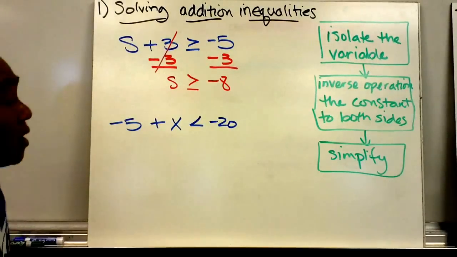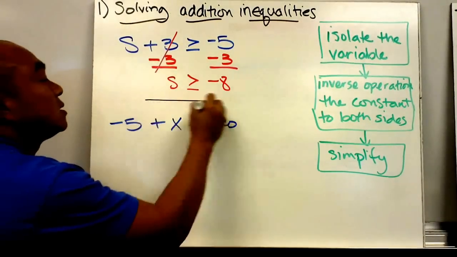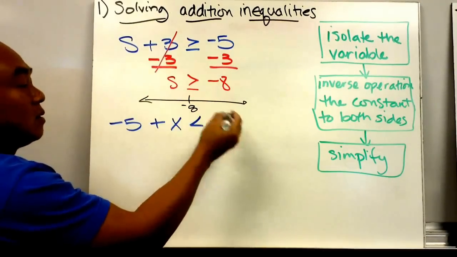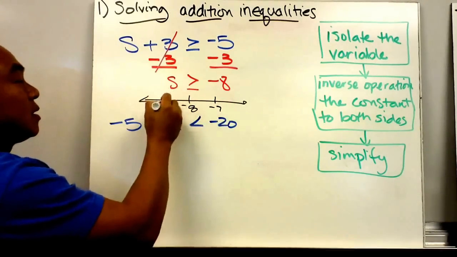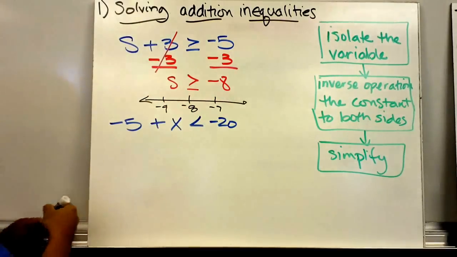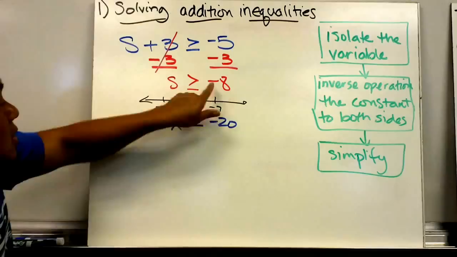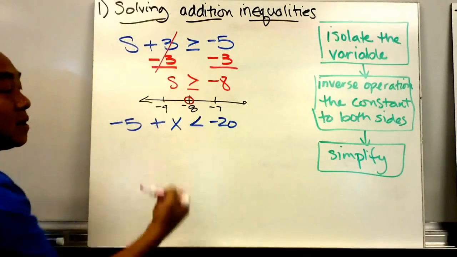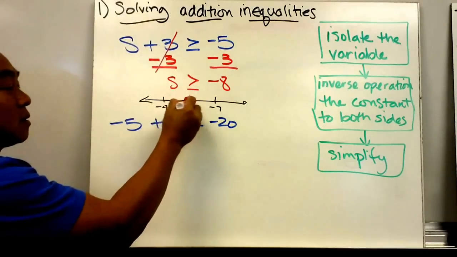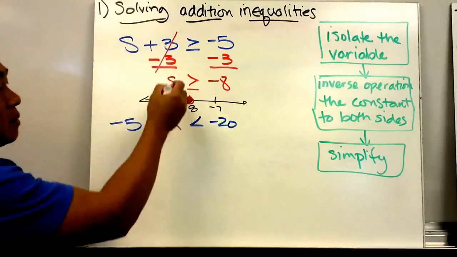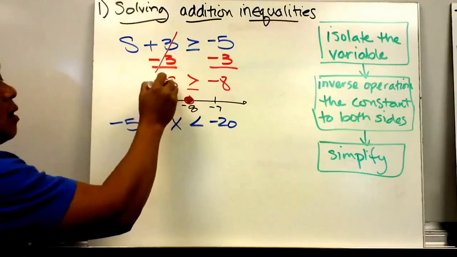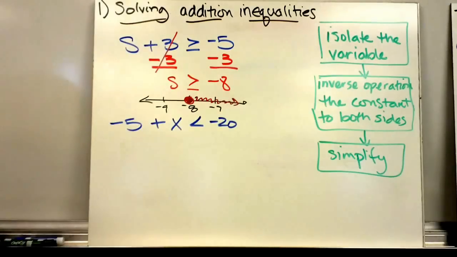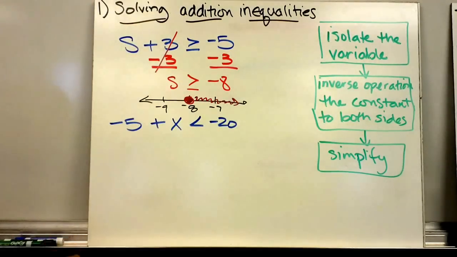If they ask you to graph it, make a nice simple graph. Put negative 8 in the middle, put negative 7 right here, put negative 9, and you are looking at negative 8. So we're going to put a circle here, and because it has that little equal sign, you get to fill that in. You're asking about s, so your answers are all the numbers larger than negative 8, so it goes towards the right. All right? Okay, next one.